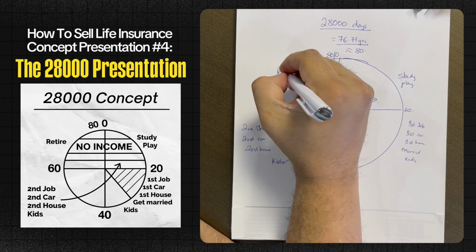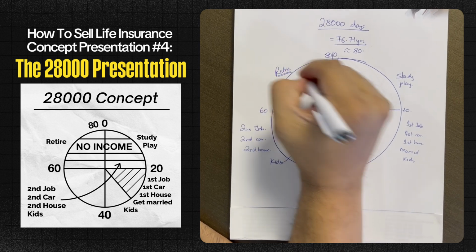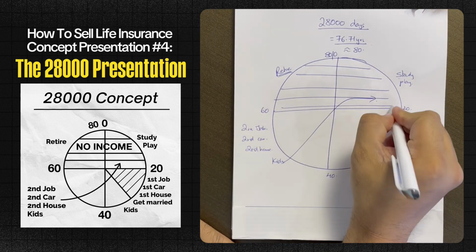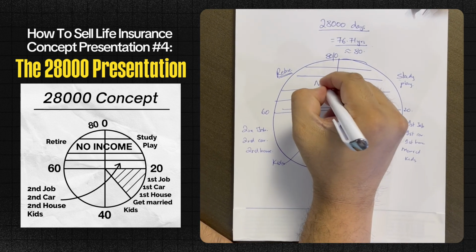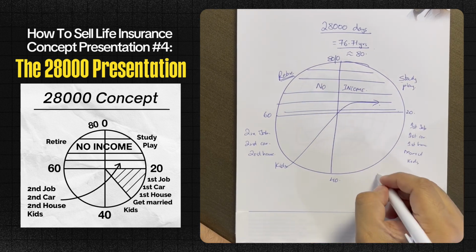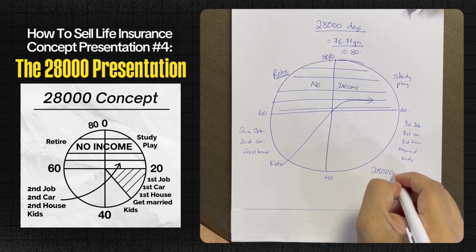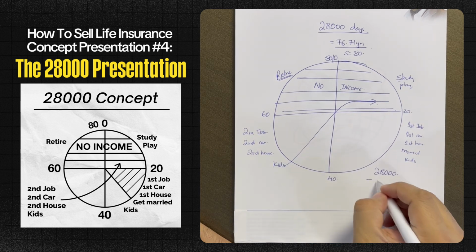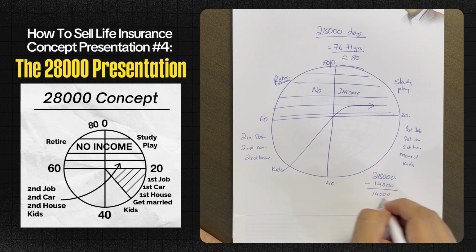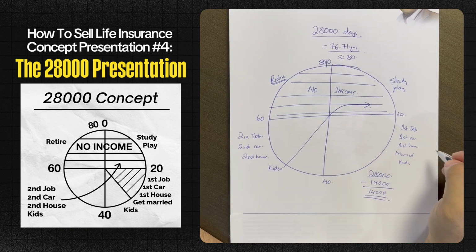60 to 80, you hope to retire. Now, this part of my life is the most important because there is no income. So we started with 28,000 days minus half, which is 14,000. We have 14,000 days to achieve all our dreams.